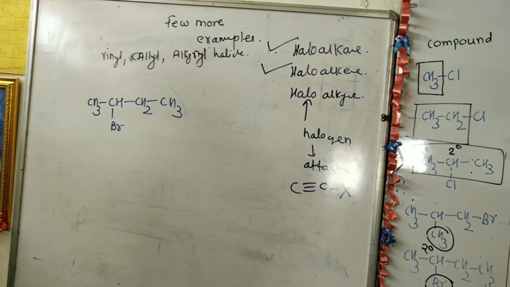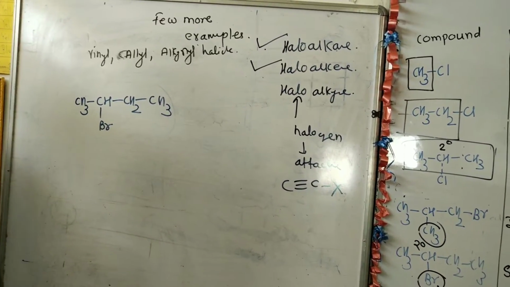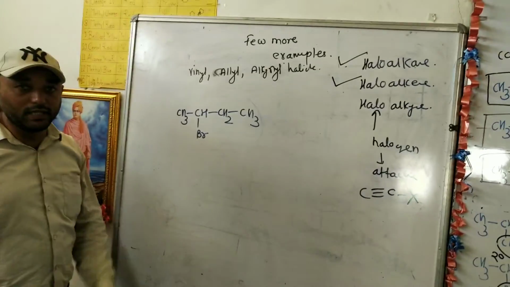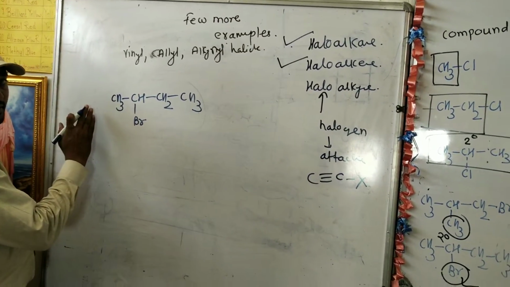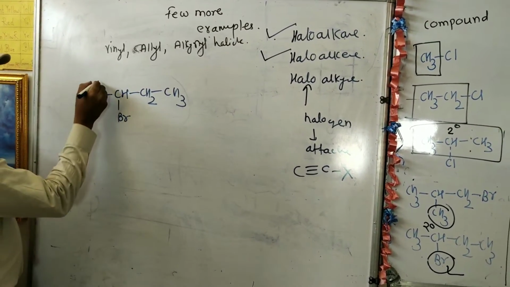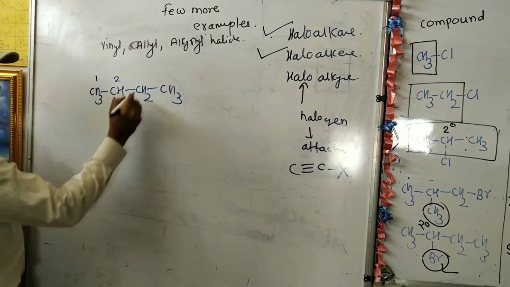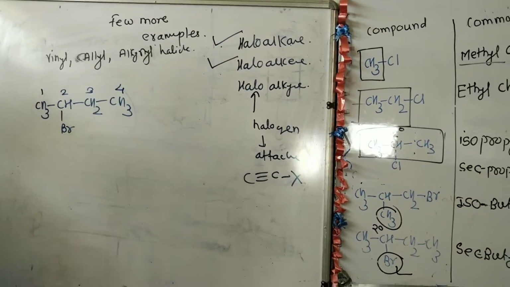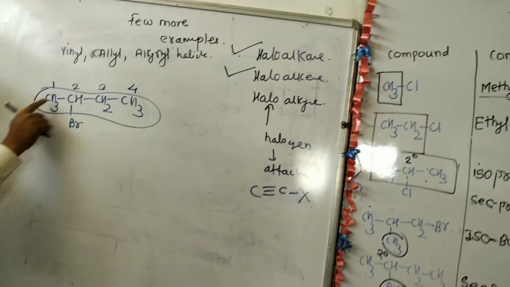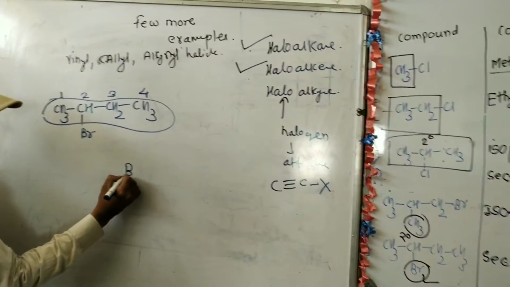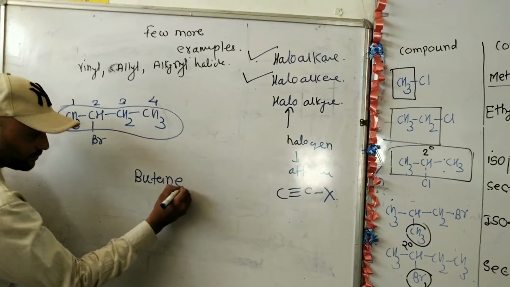Again the same rule. Select the longest chain of carbon from where the halogen is near. Hence we select the carbon chain from this side, that is from the left hand side. 1, 2, 3, 4. So how many carbons in the chain? 4. A 4 carbon chain, that's why we call it butane.